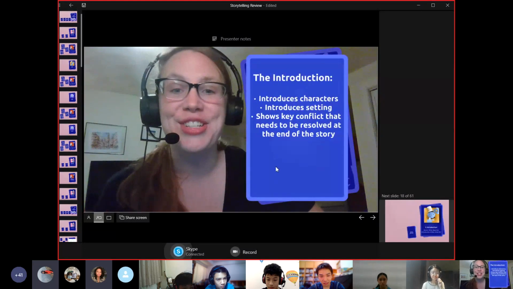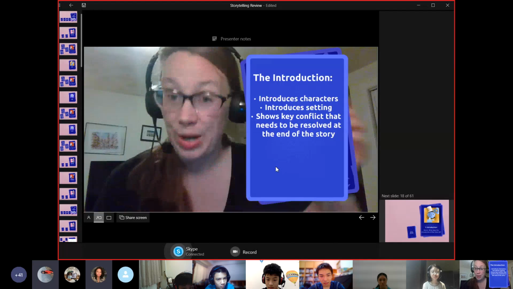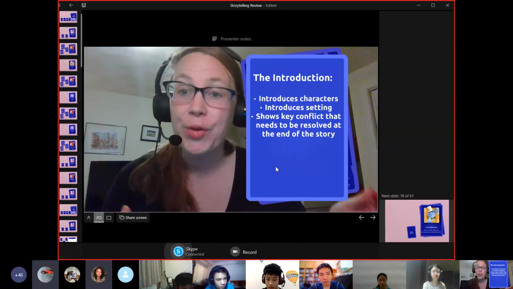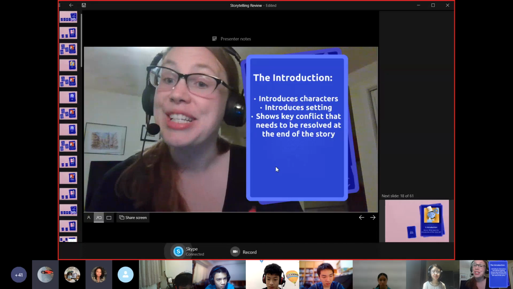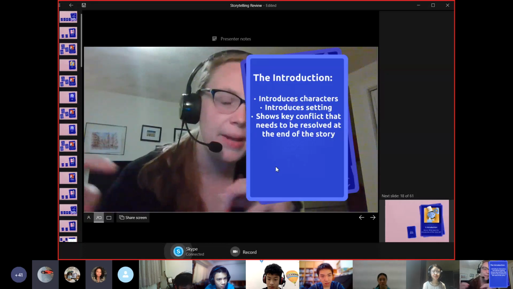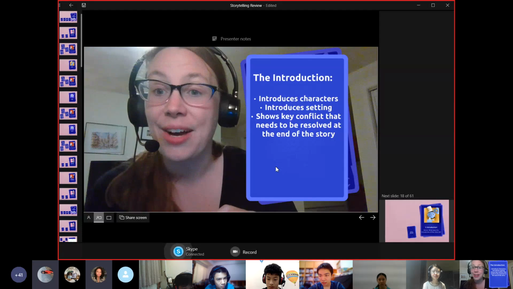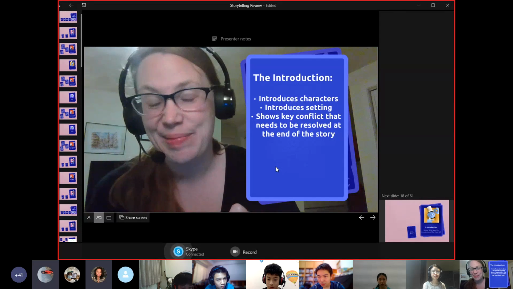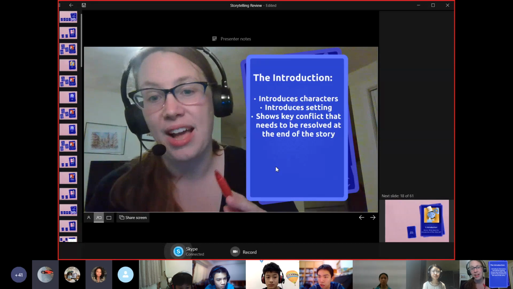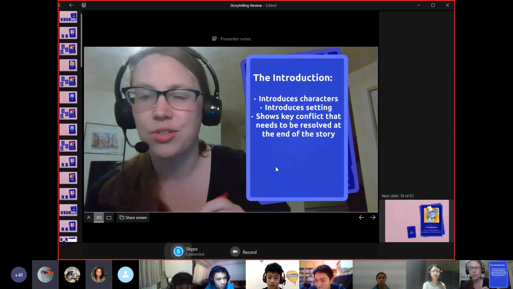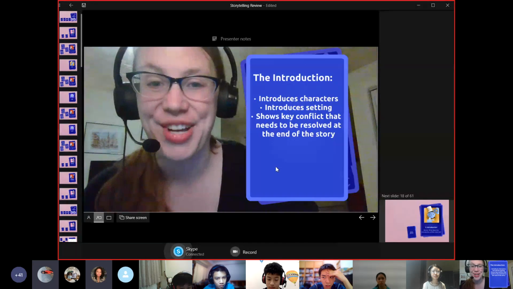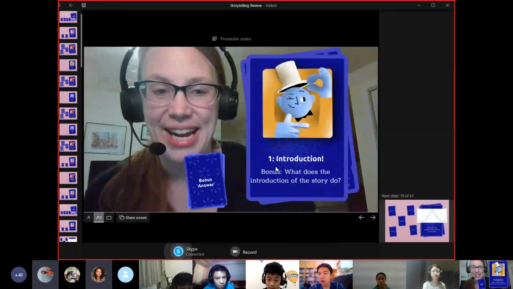So the introduction introduces characters, so we know who we are going to be with in the story, who they are. It introduces the setting. So again, just like you said, Ray, it kind of shows us a little bit about what's going to happen based on the setting. And it shows the key conflict that needs to be resolved at the end of the story. So it starts to introduce what might be happening. Okay, nice job.